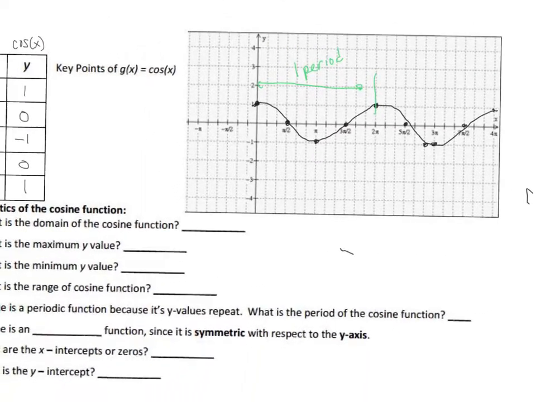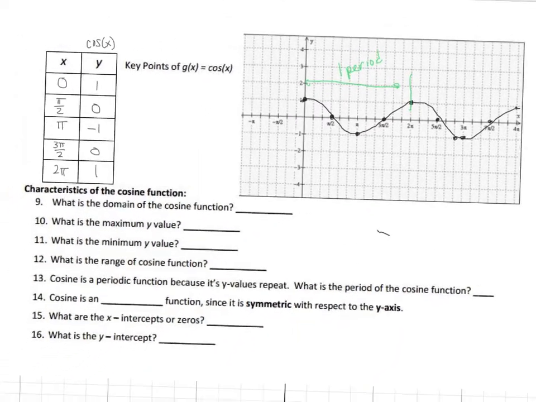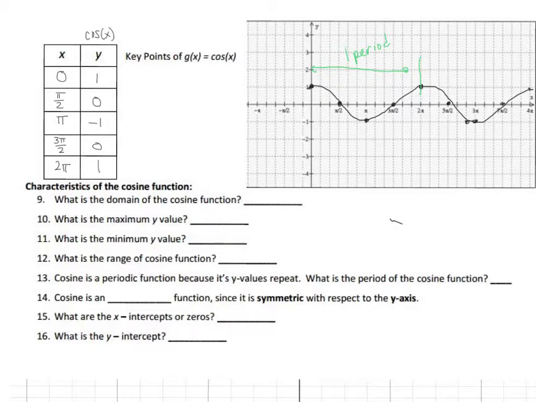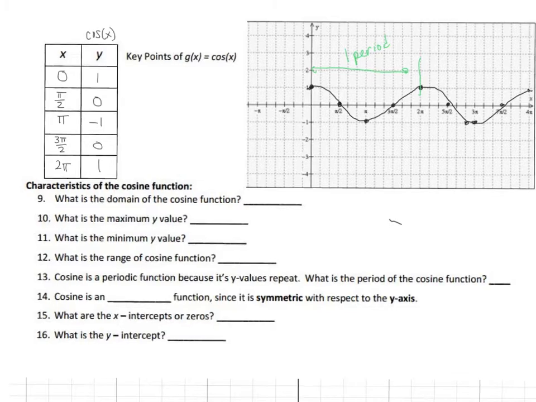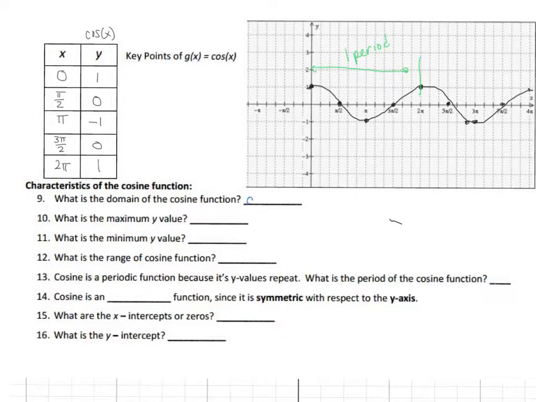Now a lot of this stuff is very similar to the sine function as far as these properties. We'll just run through these real quick. What is the domain of the cosine function? Well, again, it will keep going forever and ever in both directions. So we say all real numbers.